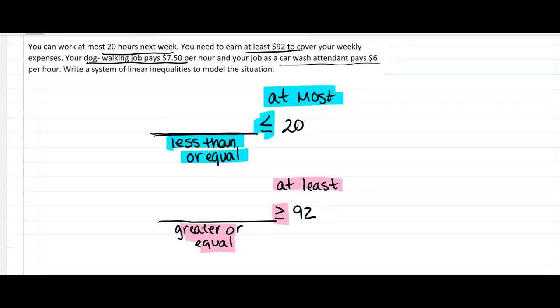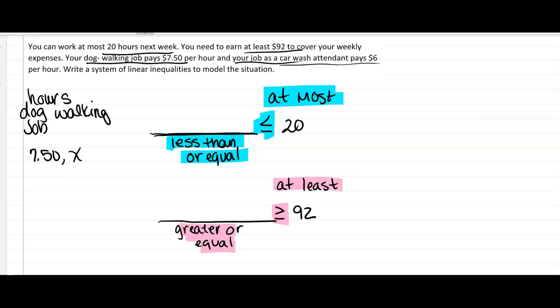Okay, so now we have your dog walking job. So there's one of our variables, dog walking job. Dog walking pays $7.50 per hour. We don't know how many hours he works, so we're going to represent it with X for the job. So the dog walking job is $7.50 per hour, and we're going to use X. And then the next job that we have is as a car wash attendant. So we're going to say how many hours worked as a car wash attendant. We know that's $6, and we're going to use Y to represent the number of hours that he worked as an attendant.